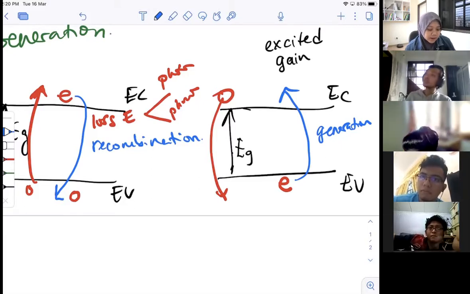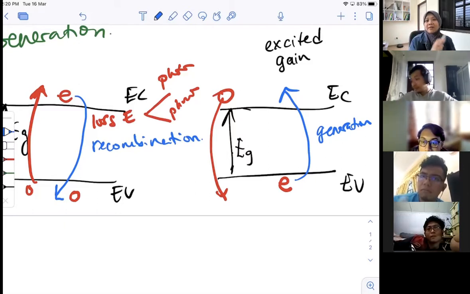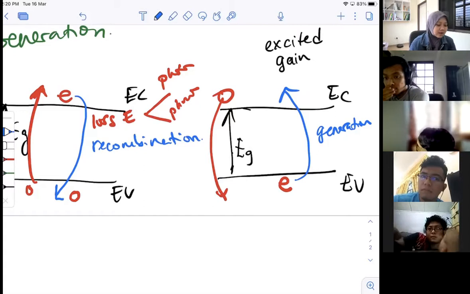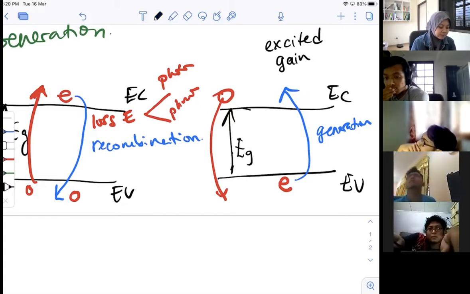Okay, so now, generation and recombination: in recombination you lose energy, in generation you gain energy. You can gain energy from the surrounding temperature. Room temperature has heat, so this electron can go there. So at 0 Kelvin, what is the temperature at room temperature? What's the Kelvin of room temperature? Anybody?